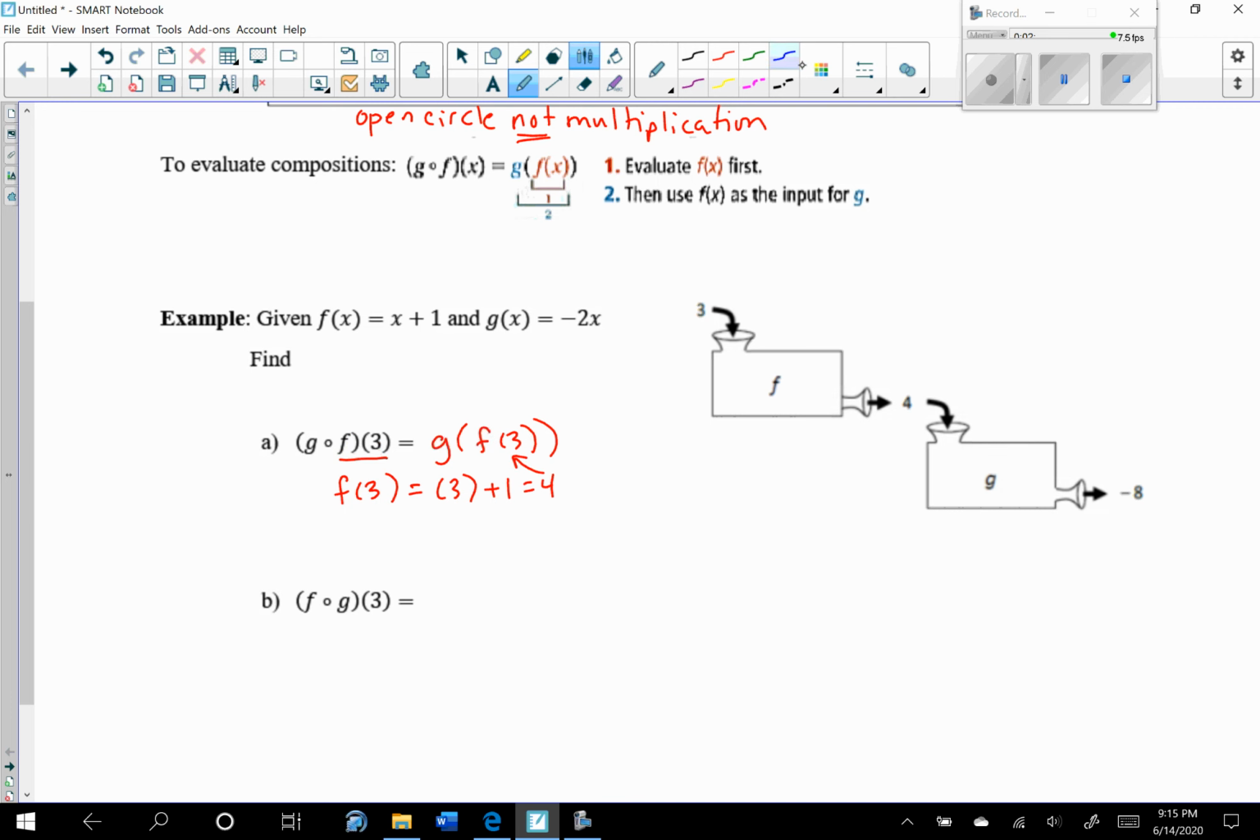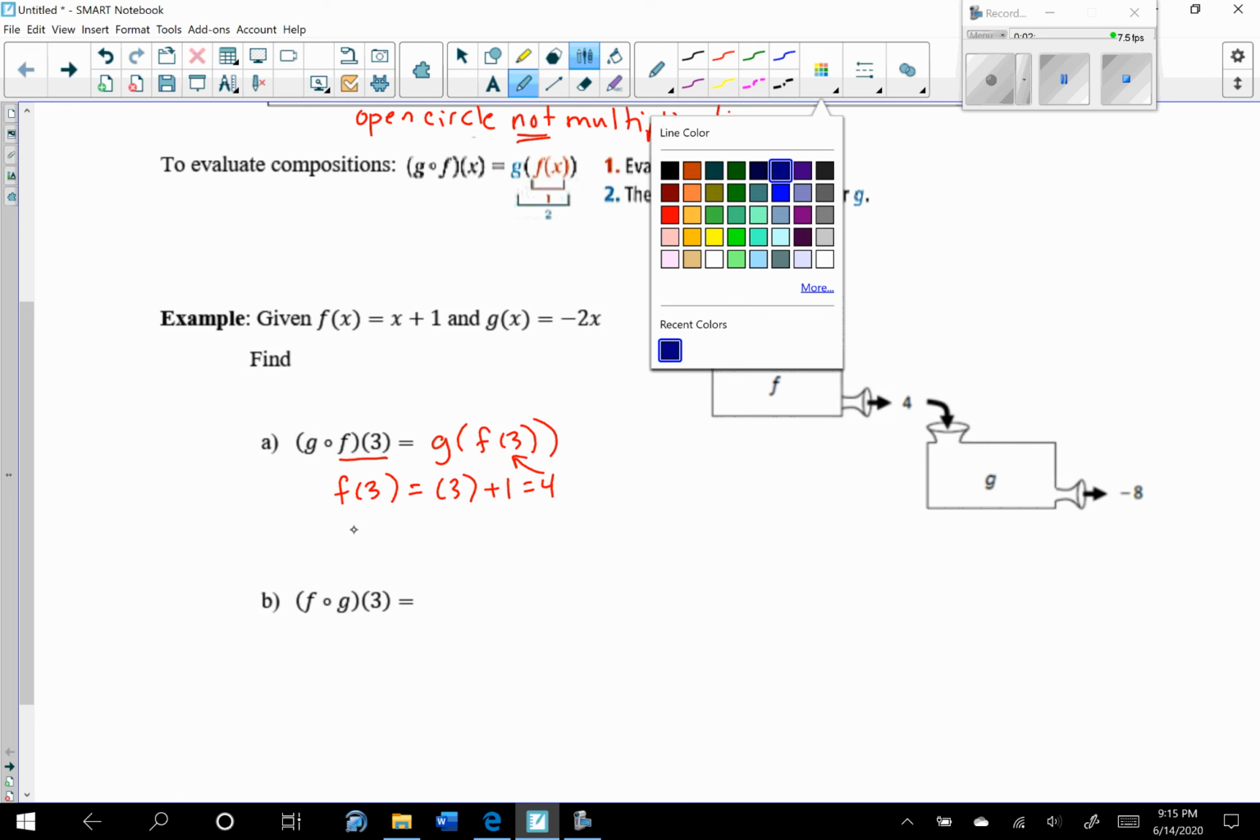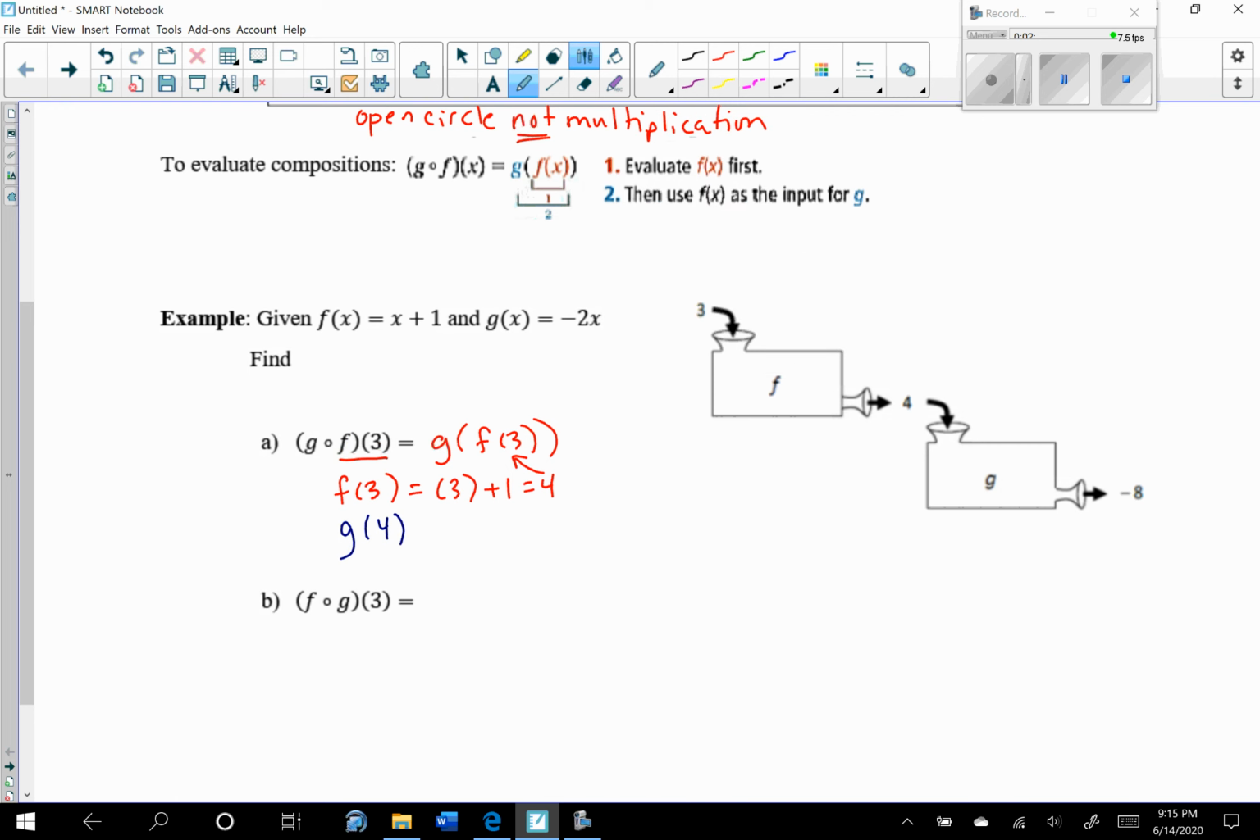So now we are going to do g of 4. And so g of 4 is equal to negative 2 times 4, which is equal to negative 8. So this entire composition is equal to negative 8.